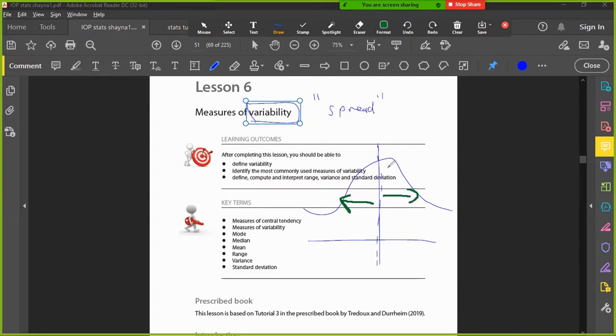How close or how far is the actual graph spread? It could be spread like this, very spread across, or it could be very concentrated. From the midpoint, how far is it from the midpoint? Exactly. How close or how far are you from the middle point, from the central location? Yeah, that's exactly right. Does it make sense? Yes, thank you.